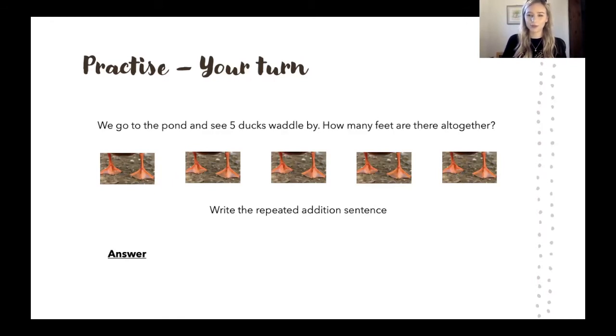Remember, you're writing the same number and adding it over and over again for how many ducks we see this time. Pause this video to have a go. Well done for having a go at that. I'll reveal the answer. So you can see that we've got 1, 2, 3, 4, 5 groups of 2, and we're just adding them all together. This is repeated addition because we're repeating it each time, and your answer should have been 10.